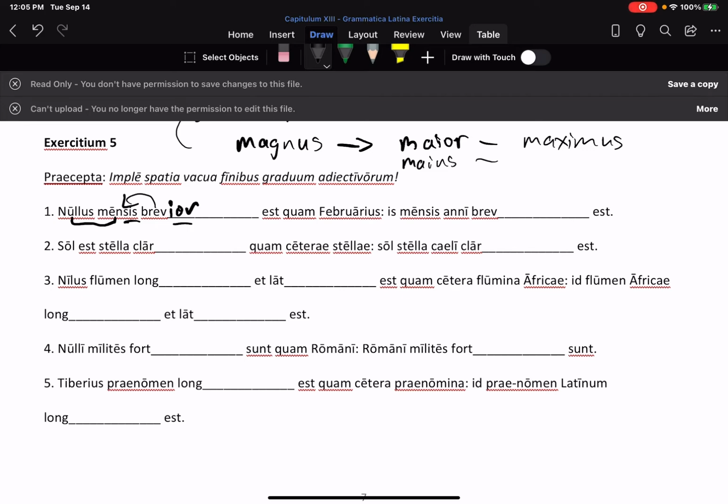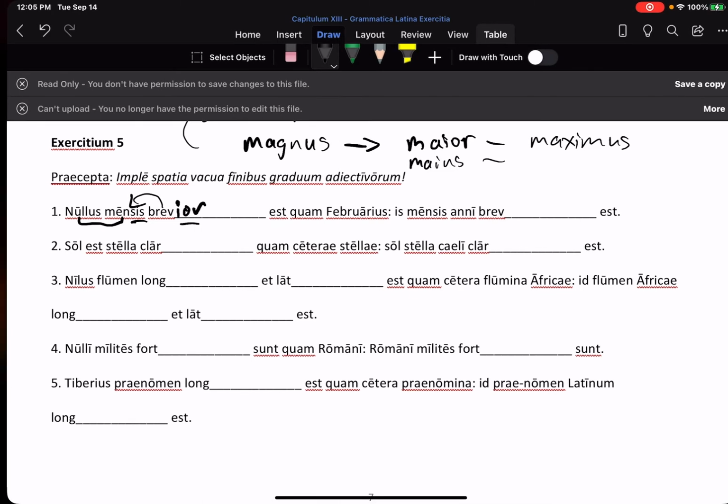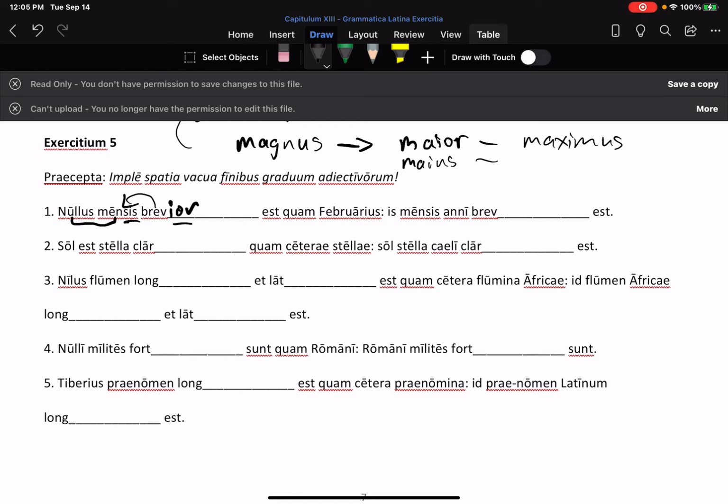Is mensis anni brev blank est. Si nullus mensis brevior est quam Februarius, deinde is mensis id est Februarius anni brevissimus mensis est. So if no month is shorter, then it's the shortest, right? Talking about February.